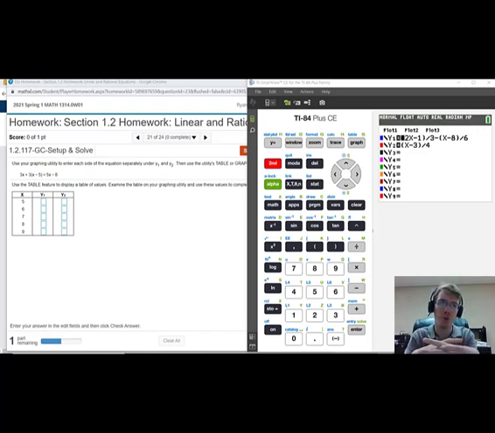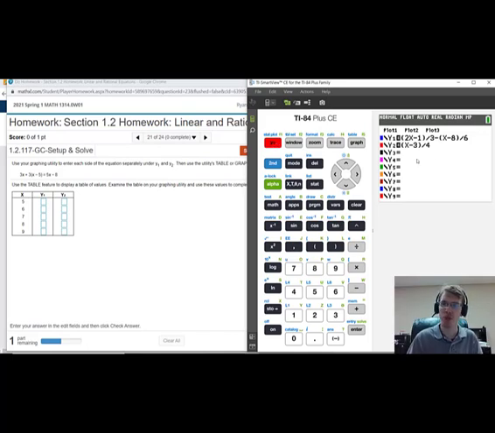All right, so I've gotten a lot of questions about this particular question in the homework for section 1.2. Question 21 says use the table feature to display a table and then use y1 and y2 to solve this.